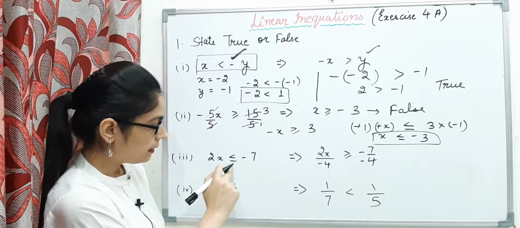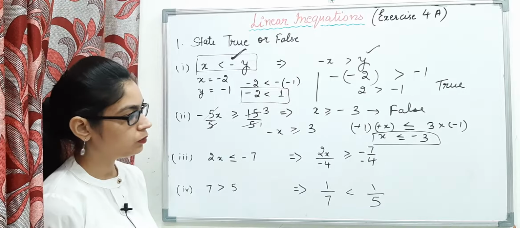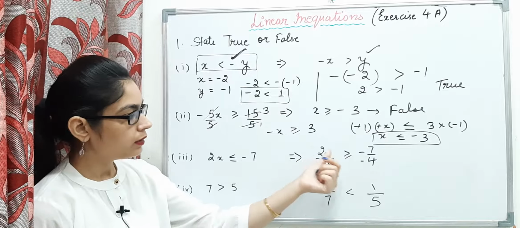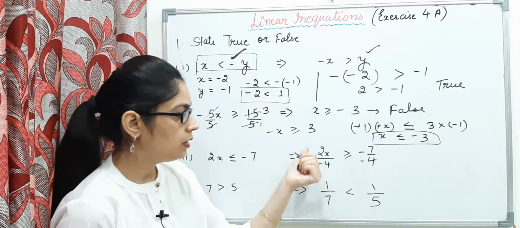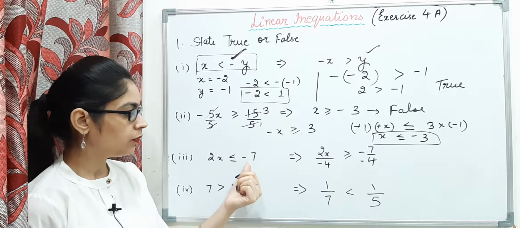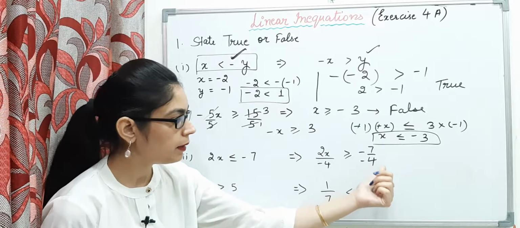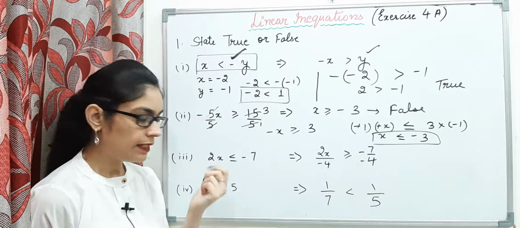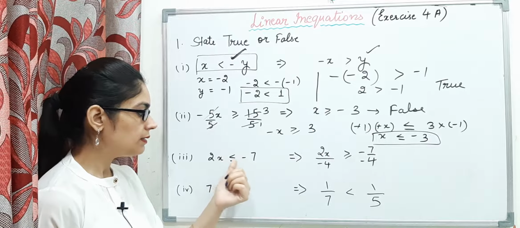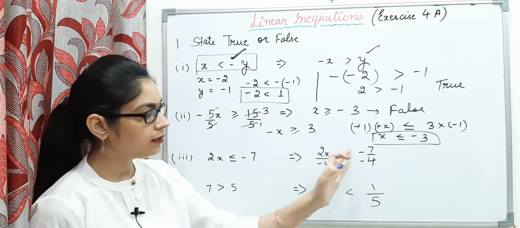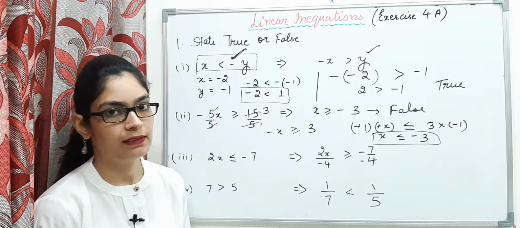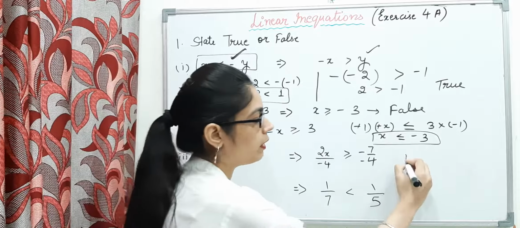2x is less than or equal to minus 7. So what they have done, 2x they have divided by minus 4, both the sides. 2x also they have divided by minus 4 and minus 7 also they have divided by minus 4. So they are saying if 2x is less than or equal to minus 7, then 2x by minus 4 is greater than or equal to minus 7 by minus 4. So this is true. Why is it true?